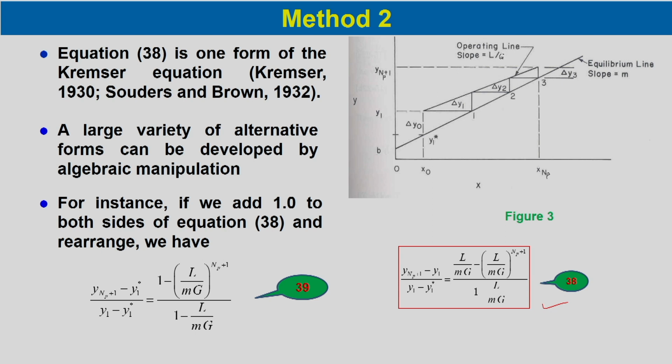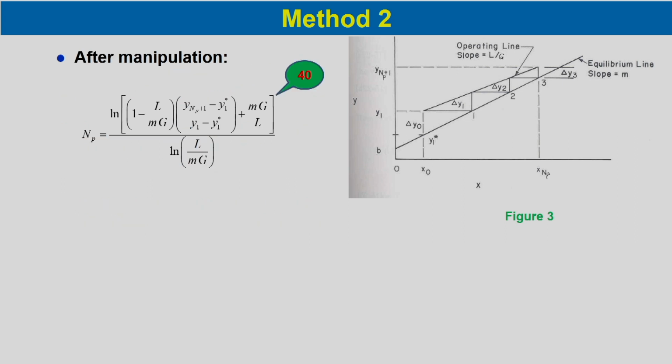So, many forms of these equations can be obtained after mathematical manipulations, and they can be solved for n p. If we do the manipulations, n p would be equal to ln of [(1 minus L by m g) whole into (y n p plus 1 minus y 1 star) divided by (y 1 minus y 1 star) plus m g by L] divided by ln of L by m g.